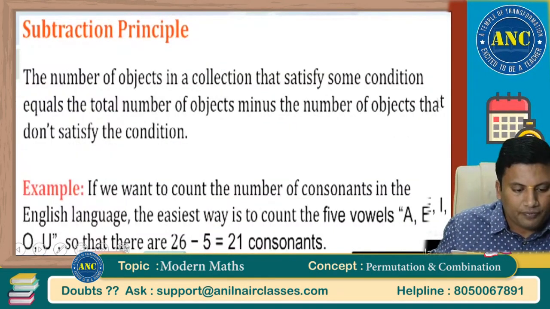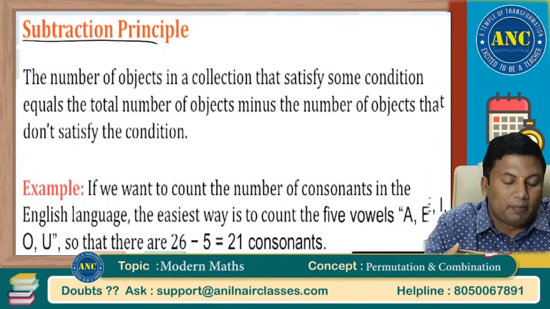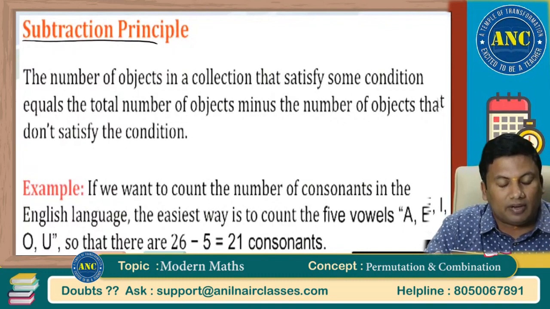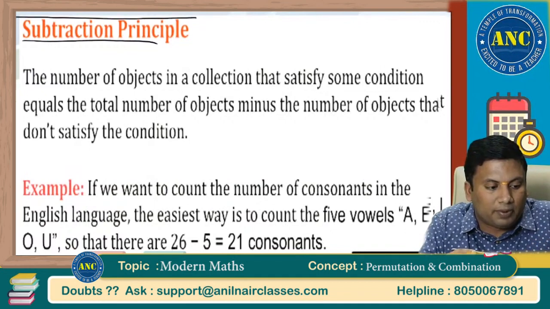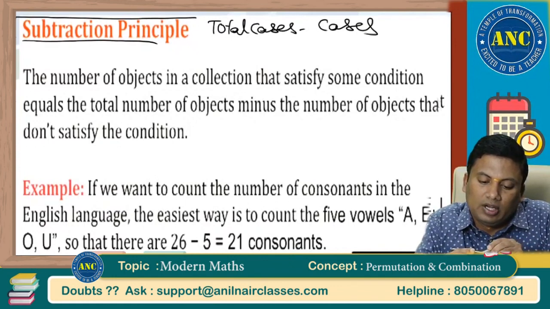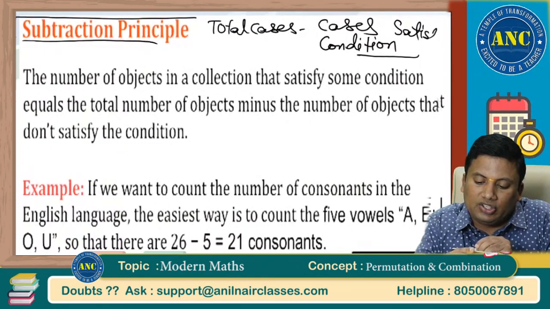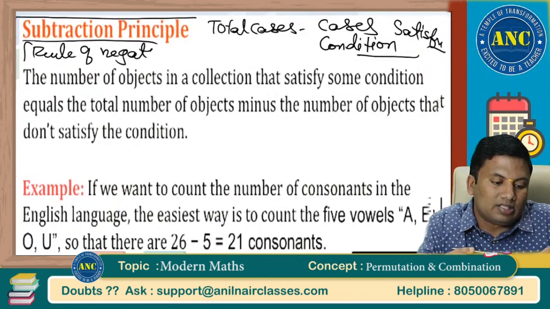Next one, subtraction principle. I will take a basic example now, but I will come back to it when I do the arrangement of digits. I told you that the subtraction principle is nothing but total cases minus cases where the condition is satisfied. If I do the negation, this is popularly known as the rule of negation.